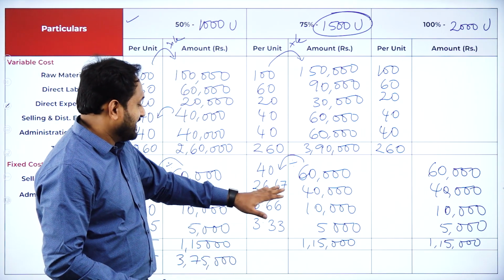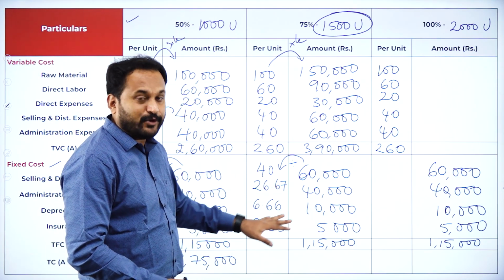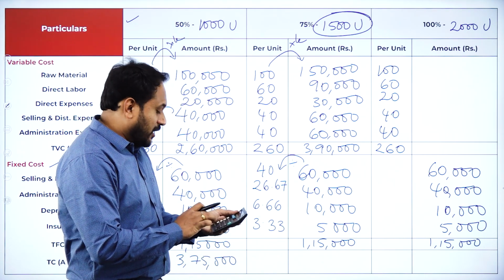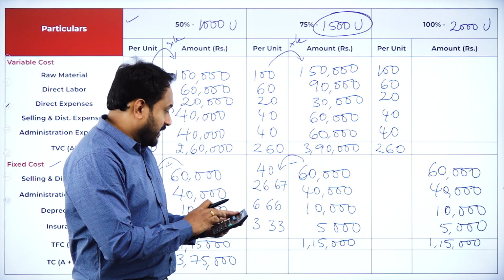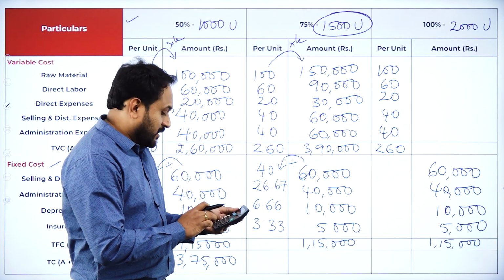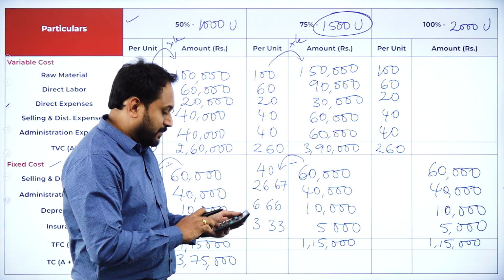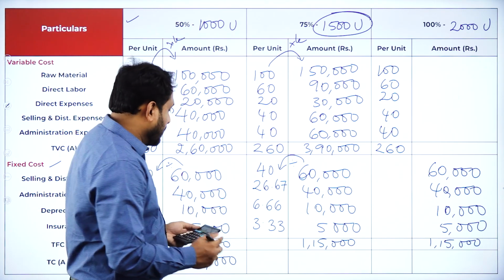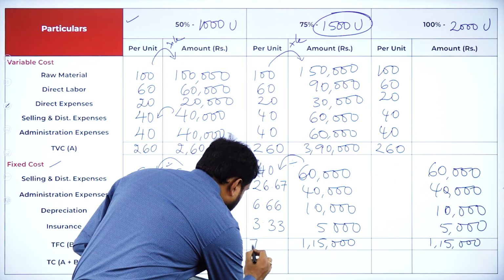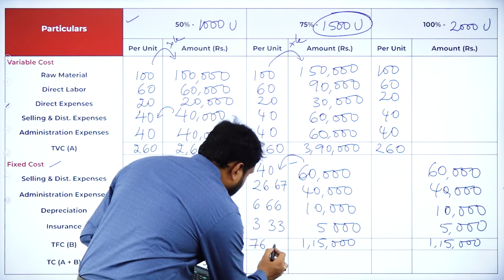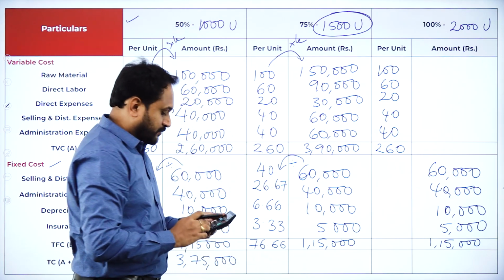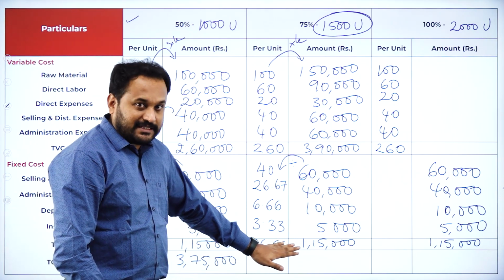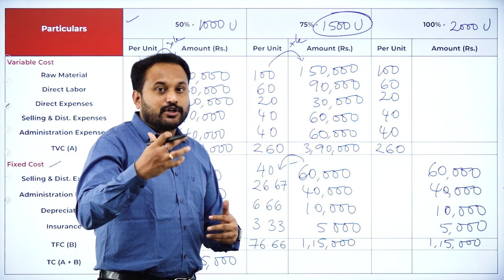So let's calculate this. 40, 26.67, then 6.66 and 3.33. You people are very fast than me. I know that you people are already calculating it. 0.67 plus 6.66 plus 3.33. So we got 76.66. See, if we get 76.66, now you will have a doubt here.